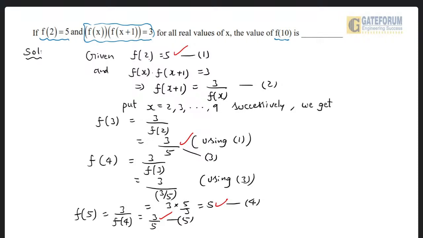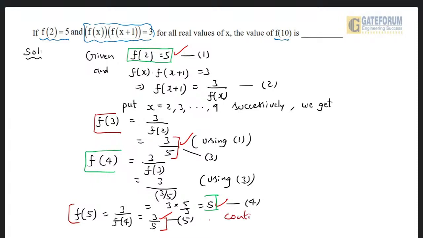So the function value at even numbers is 5. I will highlight. This is the function value at even number 2. This is also the function value at even number. Am I correct or not? 5. Function value, let us see odd numbers. f of 3, how much we got? 3 by 5. Okay. And f of 5, 5 is an odd number, we got 3 by 5.